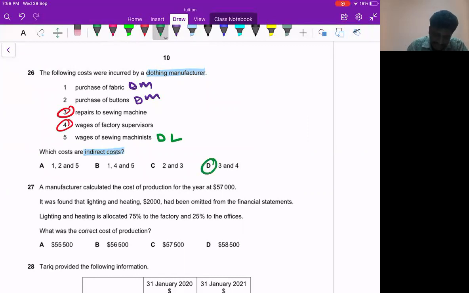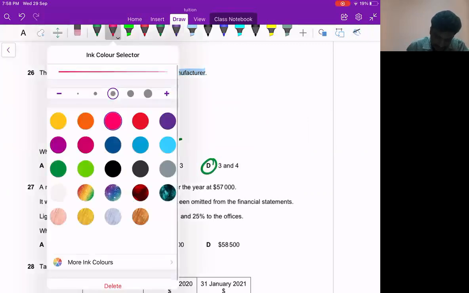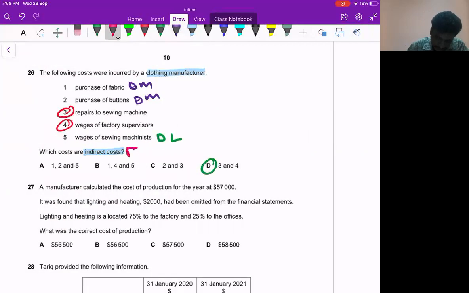Understand now? Indirect means actually factory overhead. Indirect means factory overhead. So these two are factory overhead.